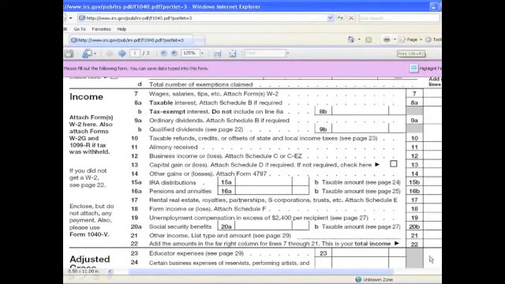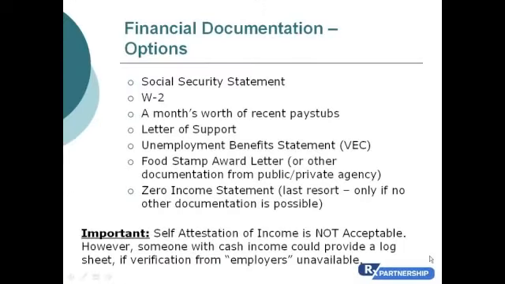As far as other types of financial documentation, probably most of you are familiar with the many different options. The one thing I would pick out and share with you is that a self-attestation of income is not acceptable. It's not okay for somebody to just say, well, I make $500 a month. There's a need when it comes to audits to have some proof of that income. So you really have to work to figure out what you can get.